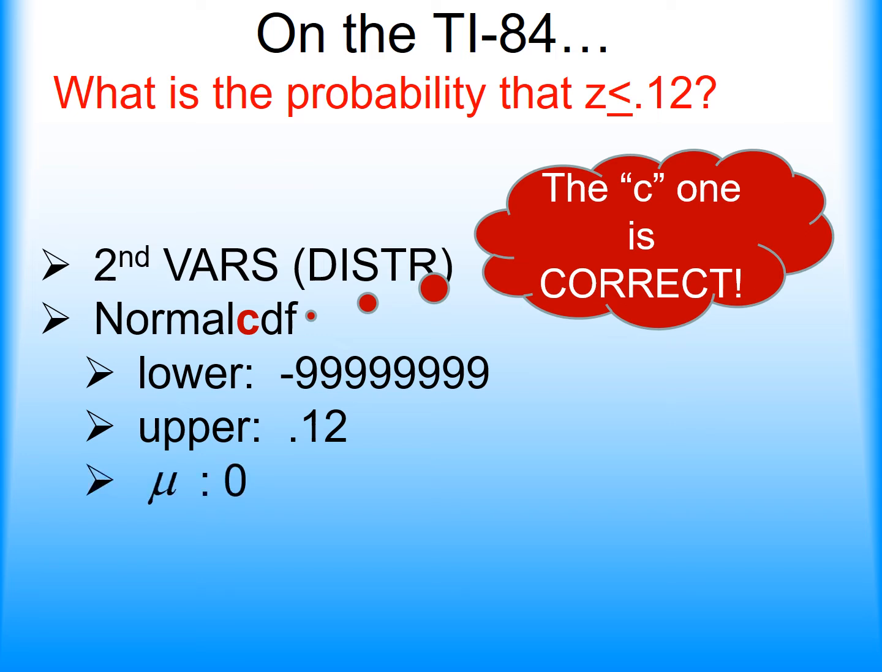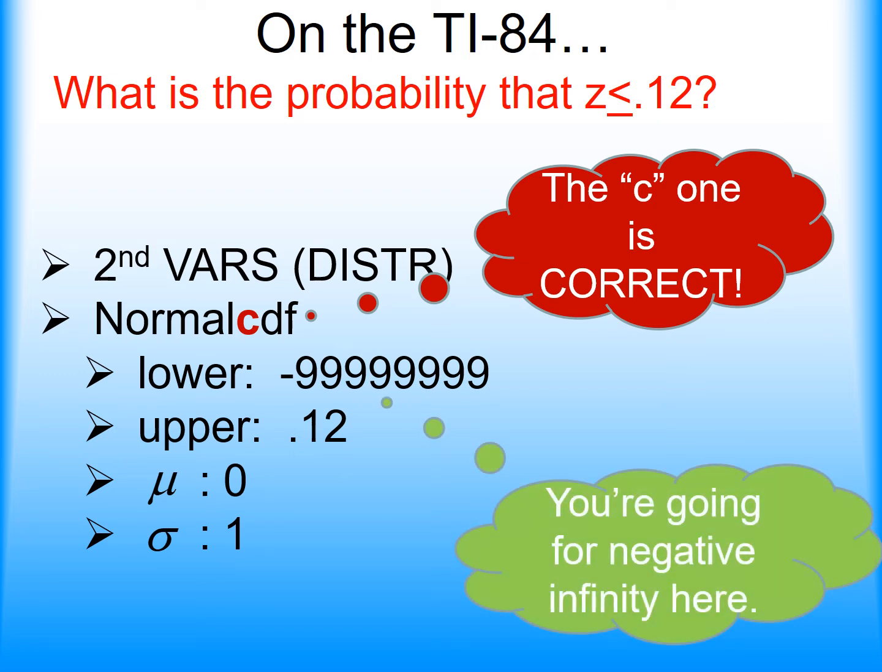You always put the mean, which is 0, and the standard deviation, which is 1. Okay. When you hit enter, it's going to show you 0.547. Turn it into a percentage, and it is 54.78%.